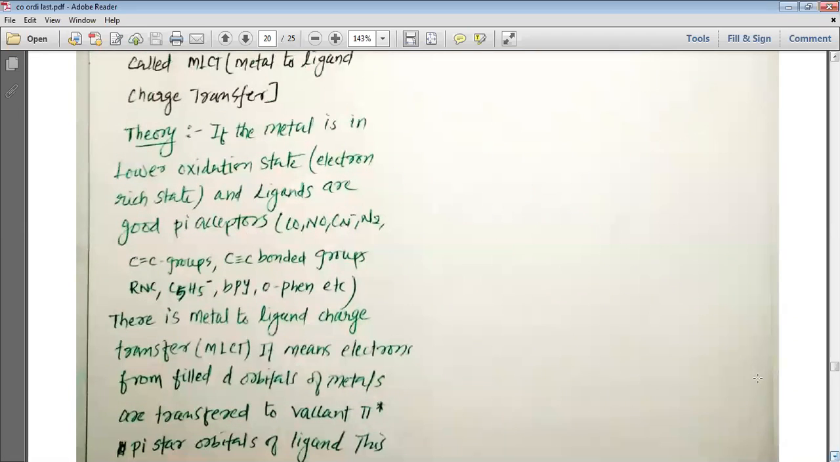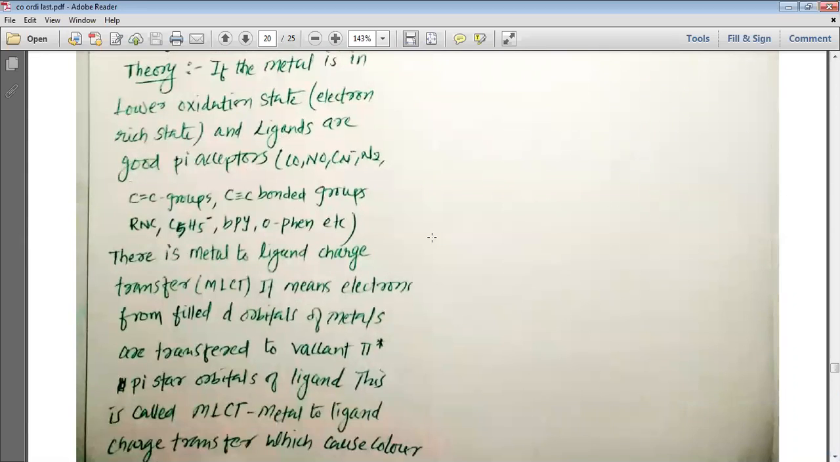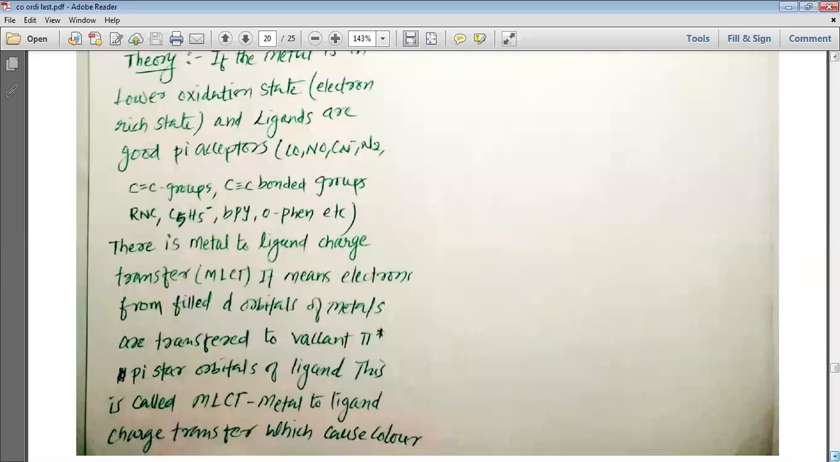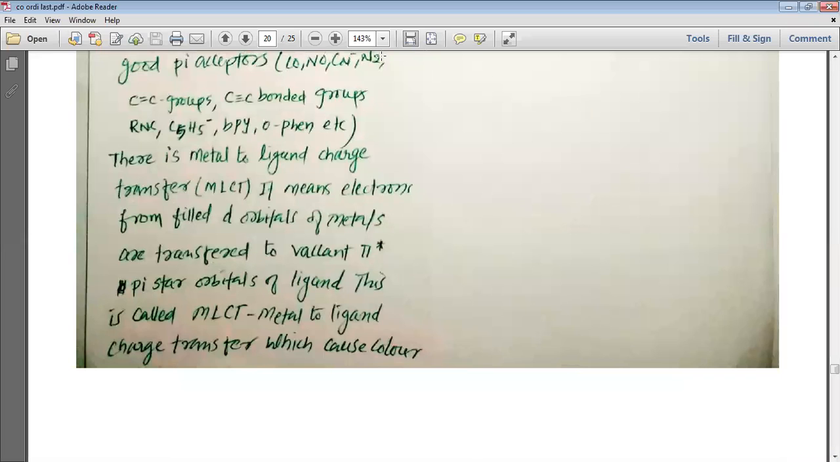That if the metal is in the lower oxidation state, electron rich state, and the ligands are good pi acceptors, the pi acceptor ligands are also given to you. They are CO, NO, CN-, N2, any other group which is having C=C, or any other group that is having C≡C, RNC, C5H5-, biphenyl or orthophenanthroline. These kinds of groups are very good pi acceptors, and they follow the MLCT theory, which is known as the metal to ligand charge transfer.